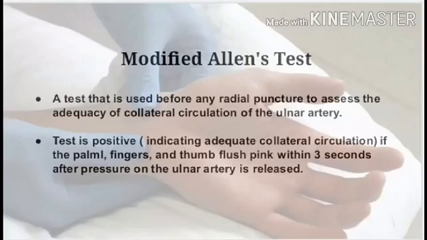Okay, let's go to the modified Allen's test. A test that is used before any arterial puncture to assess the adequacy of collateral circulation of the ulnar artery. The test is positive, indicating adequate collateral circulation, if the palm, finger, and thumb flush pink within 3 seconds after pressure on the ulnar artery is released.